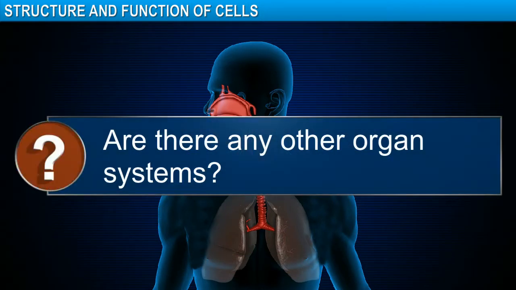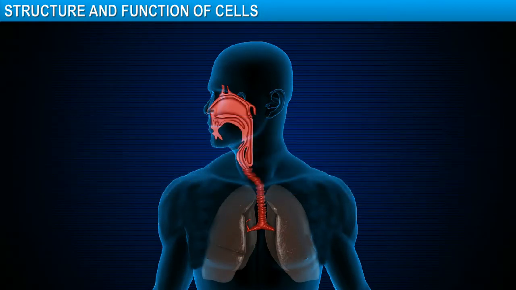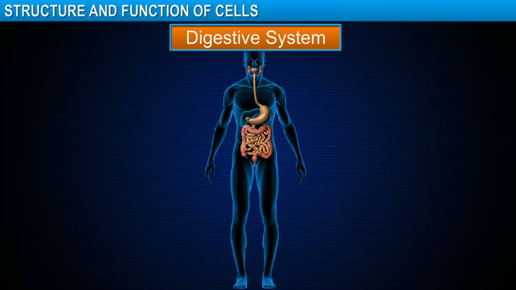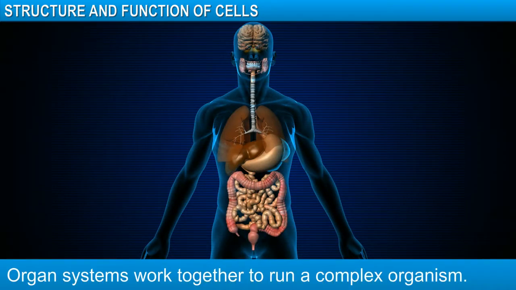Are there any other organ systems? Some of the organ systems are the nervous system, the digestive system, and the excretory system. All these organ systems work together to run a complex organism.